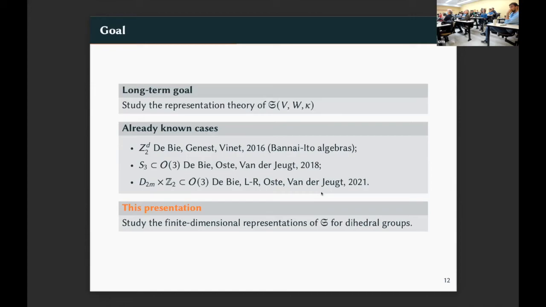So the main goal of ours is to study the representation theory. What we know, there are not a lot of cases that have been done. There is one general case for Z_2^d by Hendrik de Bie, Vincent Genest, and Luc Vinet, 2017.